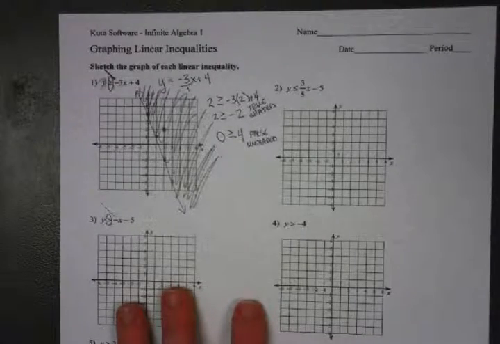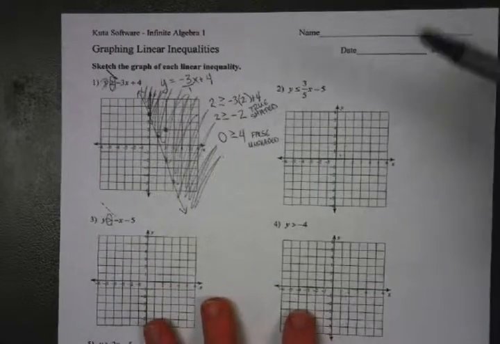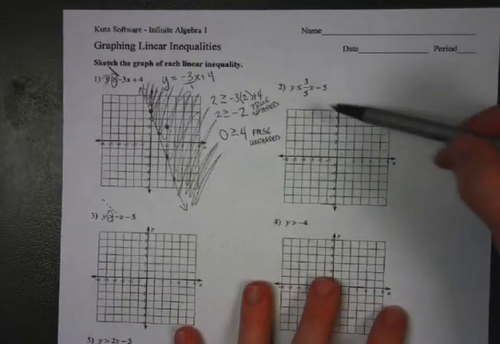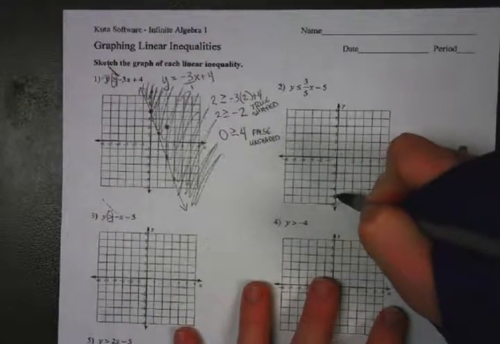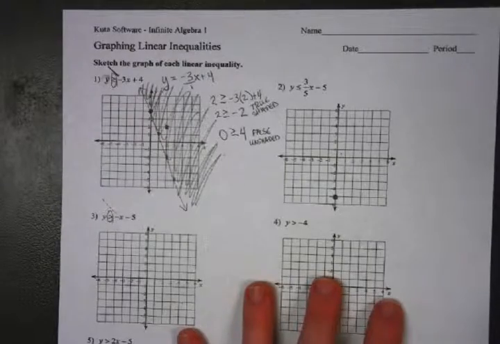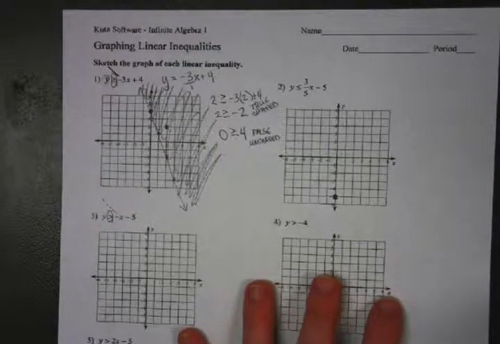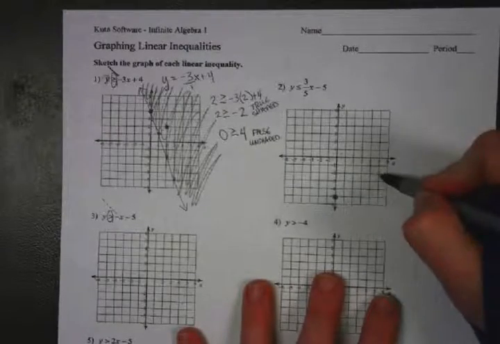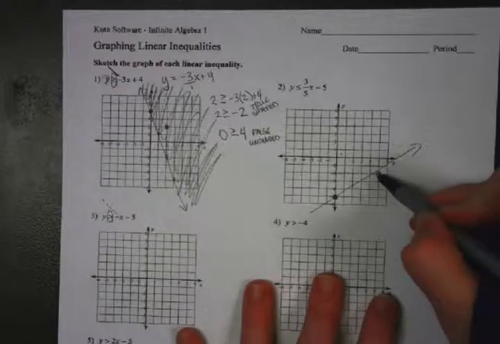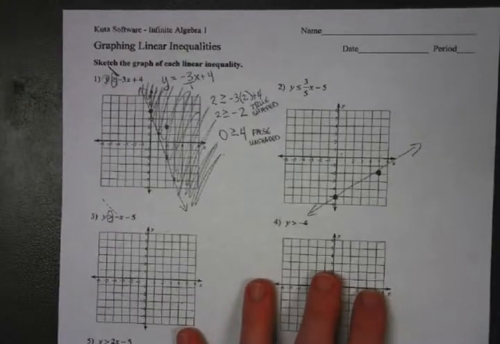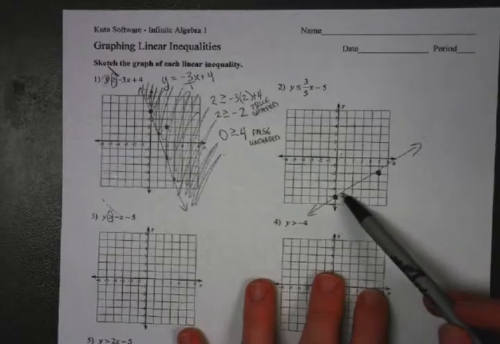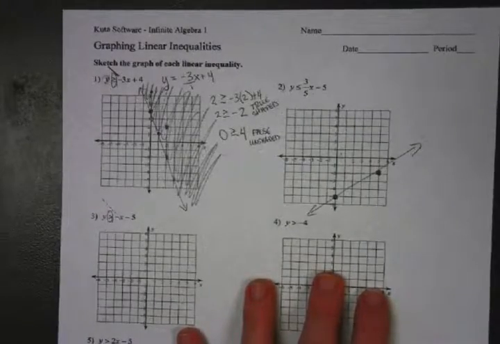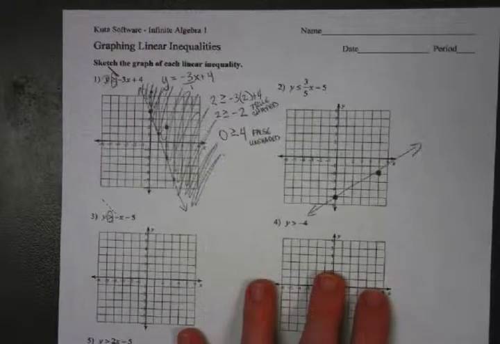Shall we try number 2? Is it going to be a solid or a dashed line? Solid. Okay. Start at -5. How am I going to progress with my slope, sir? Perfect. Again, all of these points on your line are solutions for the equation, but we're looking at the inequality. And this again says y is less than the line.